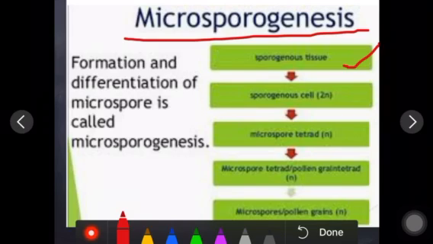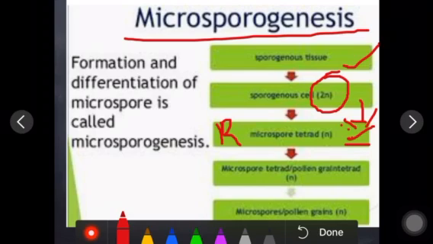Already we have discussed the cells, and the characteristic of the cell is 2n, it means they are diploid in nature, and they undergo meiosis first and second, and this is the result of meiosis first and second. So we'll get a microspore tetrad. It means 4 microspores will get formed, and out of 4 only one will be functional, the rest 3 will get degenerated. That you have to remember.